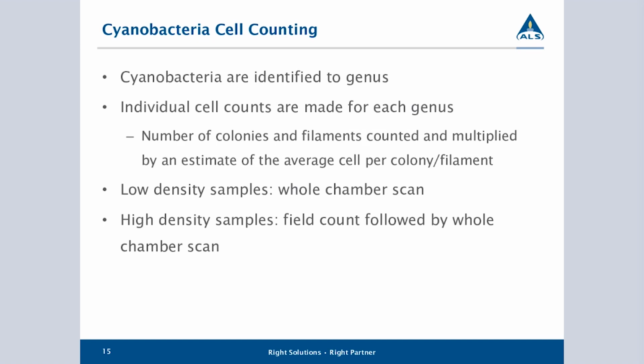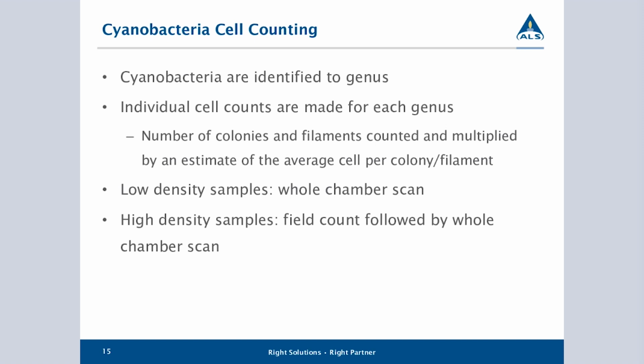So, cyanobacteria cell counting. The analysis begins with an identification of all observed cyanobacteria to genus. We use taxonomic keys and years of experience. It can take time to learn how to pick out cyanobacteria from large amounts of other algae and background debris.